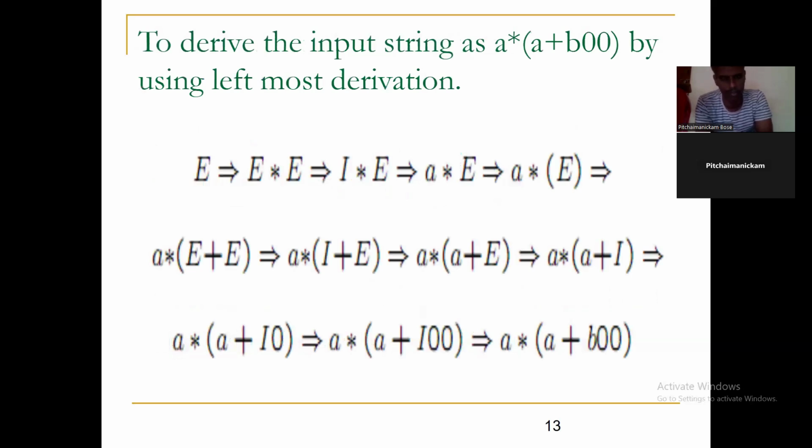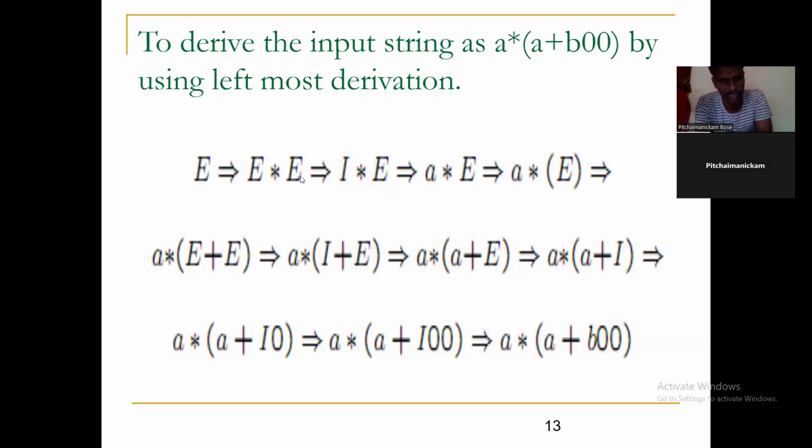Right, the same problem. So how are we going to apply the leftmost derivation as well as the rightmost derivation? You derive the input string a star of within bracket of a plus b00 by using the leftmost derivation. Derivation means we derive the input string w from head to body. So we just take the start symbol E.